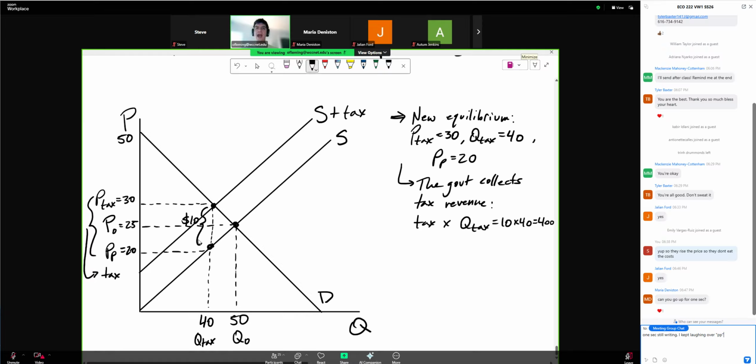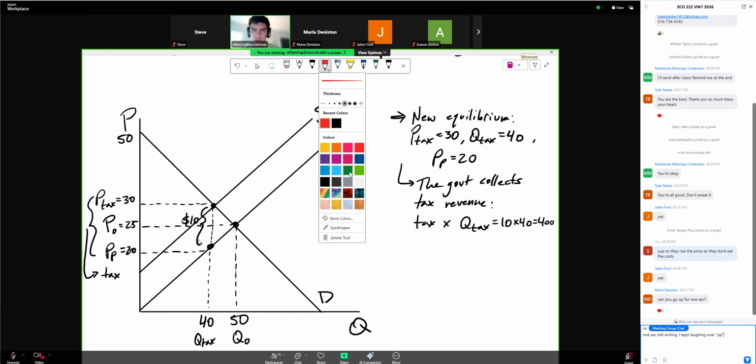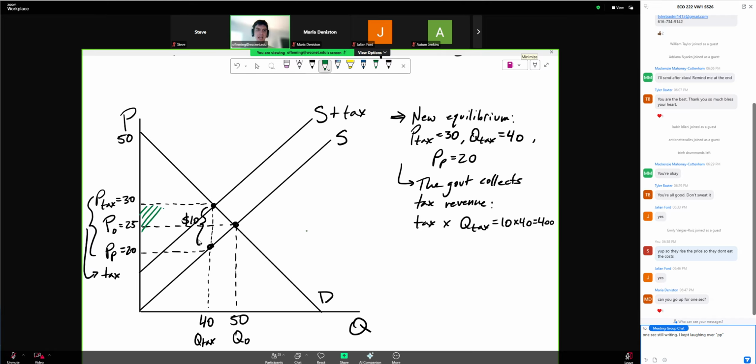Okay, now on the graph, you can visualize that. Let's use green. If the government collects tax revenue equal to the tax times Q tax, that is exactly this area right here. See? Because this height is the tax. This width is Q tax. So the area of that rectangle is tax times Q tax, and that's the government tax revenue.